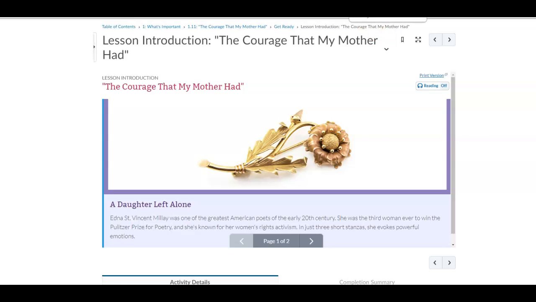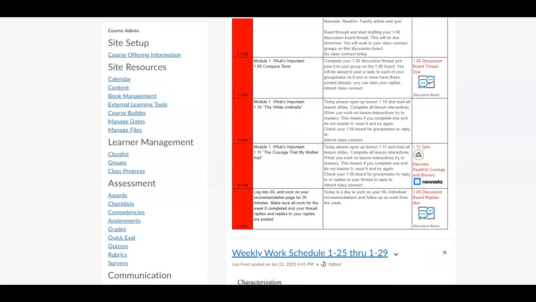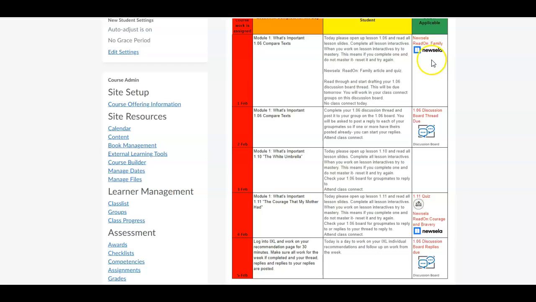All right, so this is what our weekly work schedule looks like. In addition, there are 2 Newsela articles this week, and 1 quiz in 1.11. So to summarize, this week we are completing 3 lessons, 1 discussion board, 1 quiz, and 2 Newsela articles.